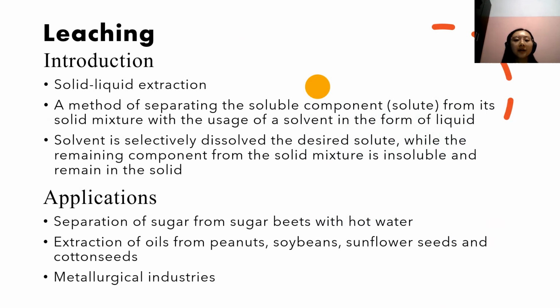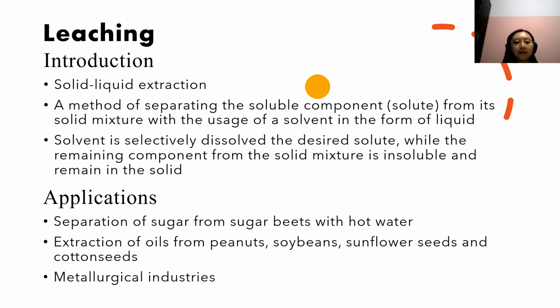The last separation process that I want to introduce is leaching. Leaching is also known as solid-liquid extraction. It is a method of separating the soluble component, solute, from its solid mixture with the usage of a solvent in the form of liquid. Solvent selectively dissolves the desired solute, while the remaining components from the solid mixture are insoluble and remain in the solid.